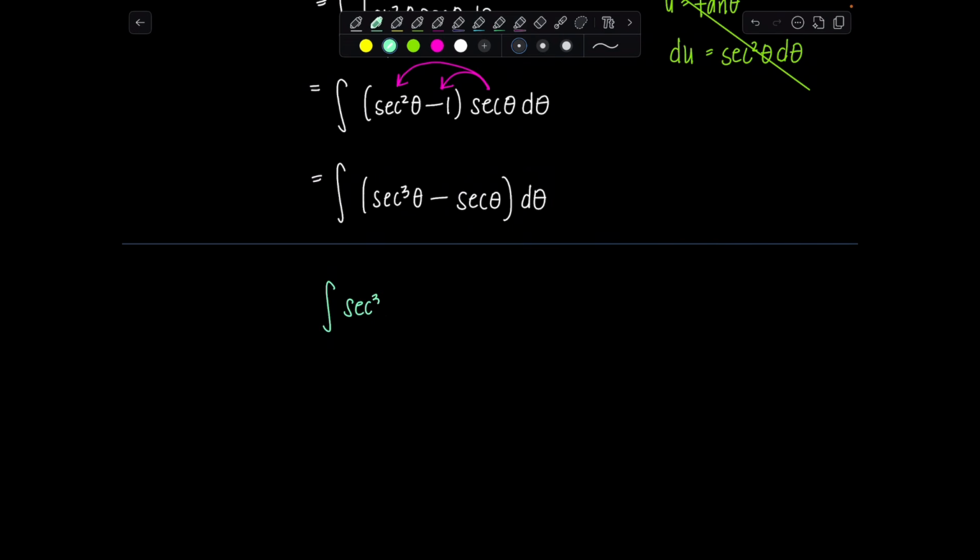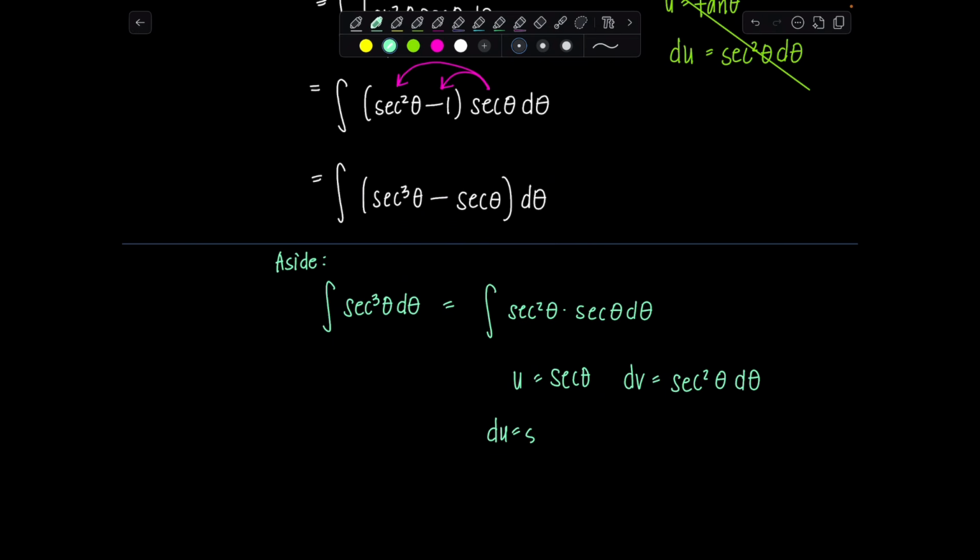So integral secant cubed theta d theta, this is like a little side problem, okay? So what you do is you break it up into secant squared theta and then another secant theta, and we're going to do integration by parts. Now remember, when you pick u and dv, you have to be able to integrate dv nicely. I'm going to choose dv to be secant squared theta d theta, and u is just going to be secant theta. So then du is secant theta tan theta d theta, and then v is just tangent theta, right?